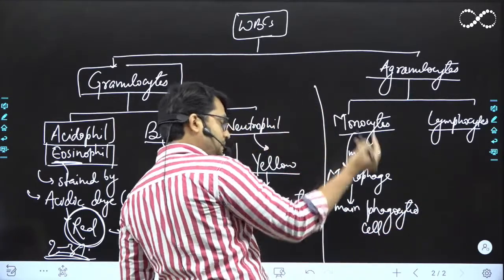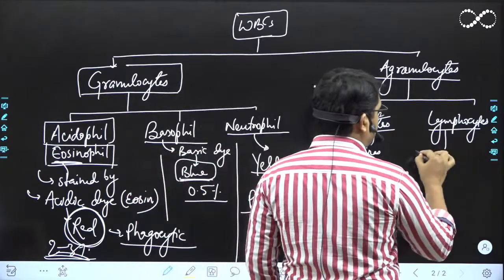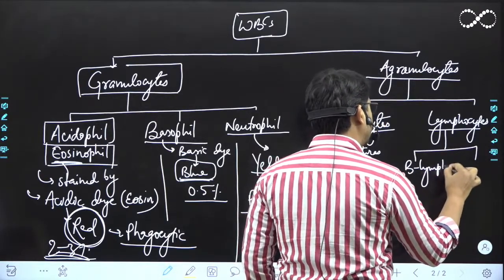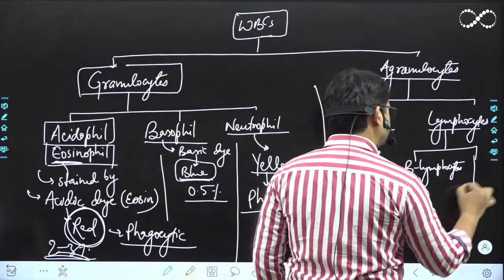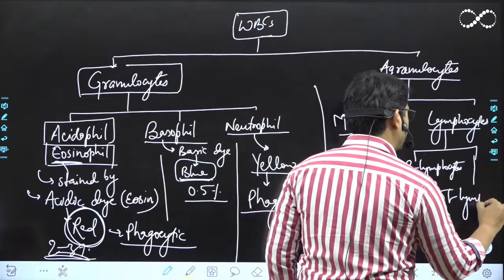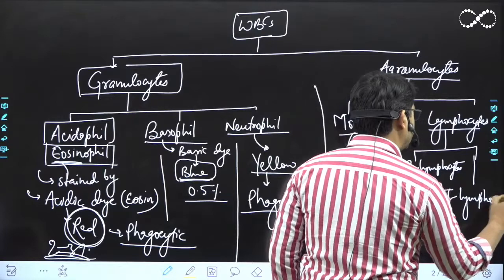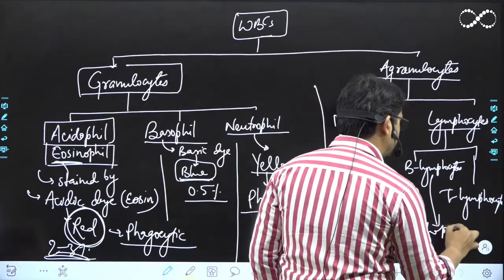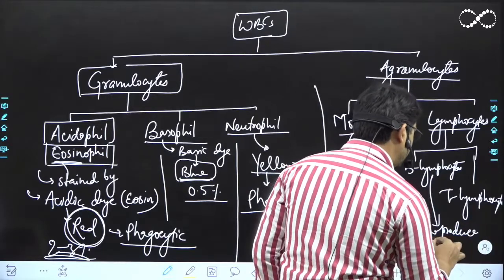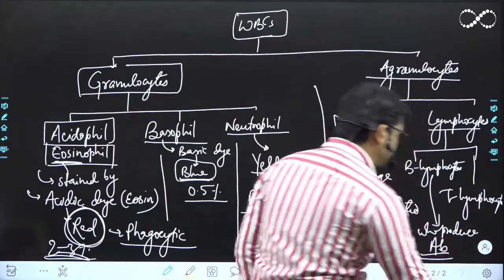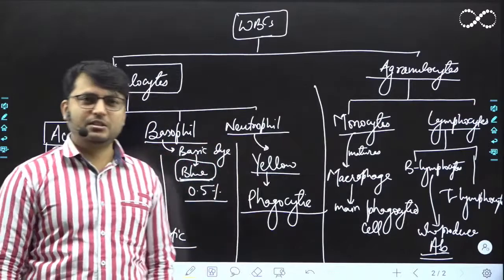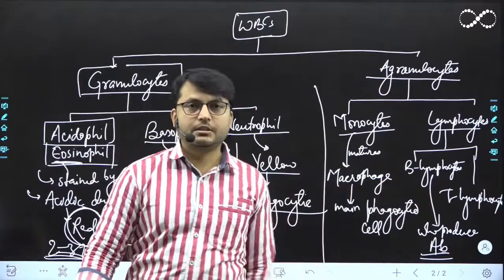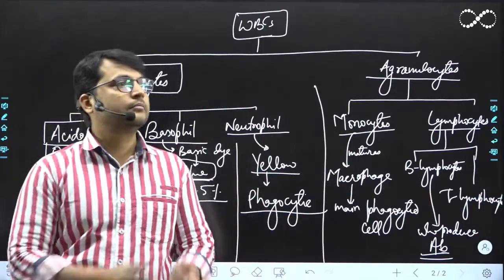Okay, what about lymphocytes? Lymphocytes are again divided into two types, that is B lymphocytes and T lymphocytes. Now, B lymphocytes are the ones who produce antibody. क्या produce करते हैं? Antibody. IgG, IgM, IgD, A, E, ये सब कौन produce करता है? B lymphocytes. Okay?